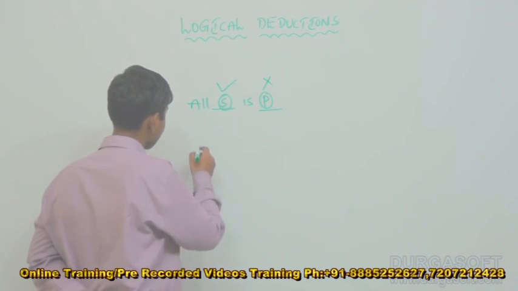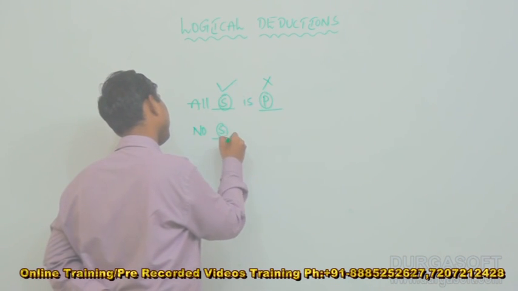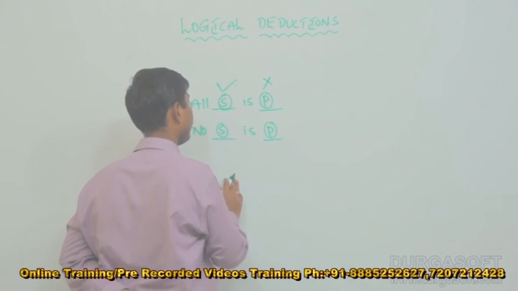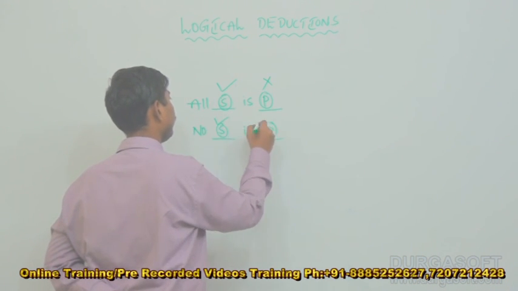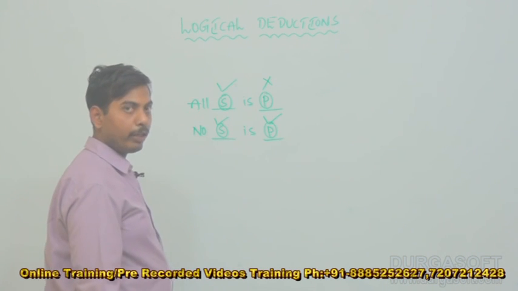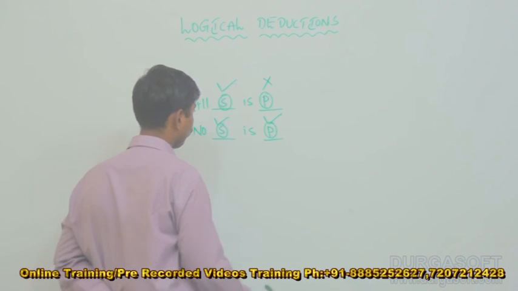Next one, No S is P. No subject is predicate. The subject is defined very well and even the predicate is also defined very well in the case of universal negative statements.